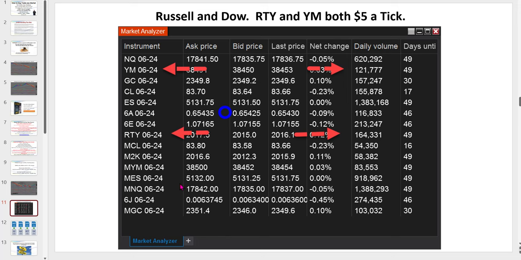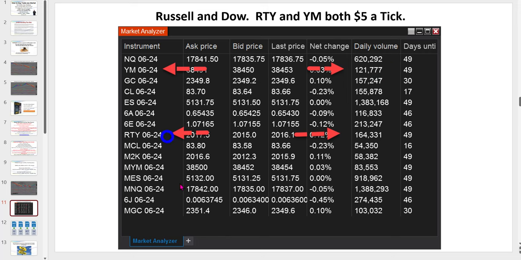So that's why I go the extra time. So here, if we look at this, here are the markets that I'm interested in each and every day. The YM, the Dow here, this is a fairly typical day. It'd be 120 to 150,000 contracts would trade a day, so we've got plenty of volume. And same on the Russell.